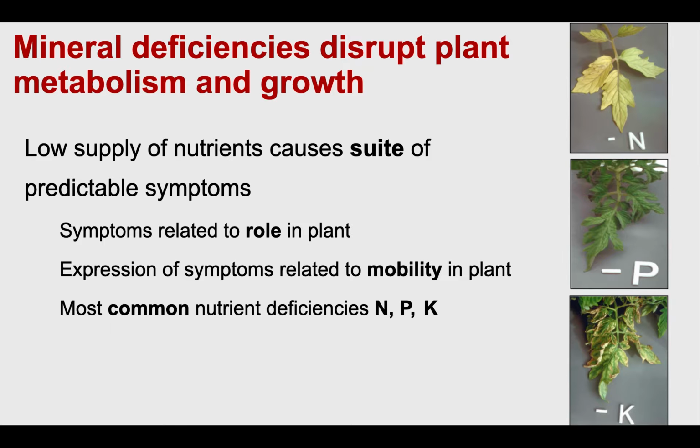Most commonly, we're going to see nutrient deficiencies of nitrogen, phosphorus, and potassium. If you've ever bought fertilizer, or you grew up in a farming community, a lot of times we'll put fertilizer on the fields. That is very prominent in nitrogen, phosphorus, and potassium, because those are the most common deficiencies.